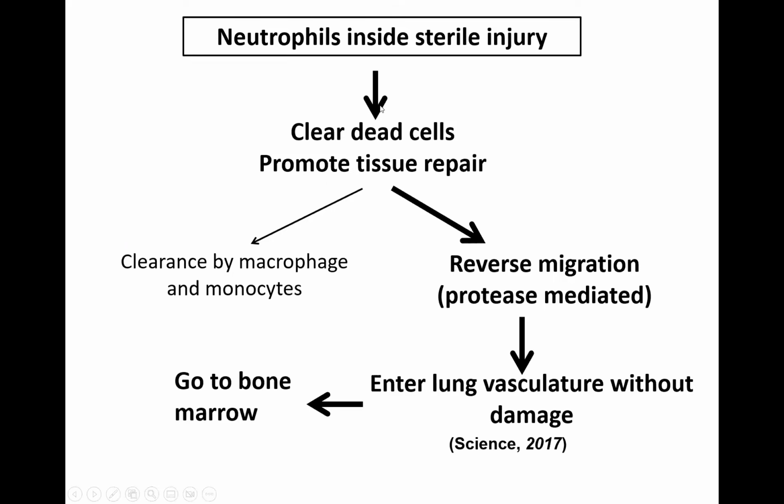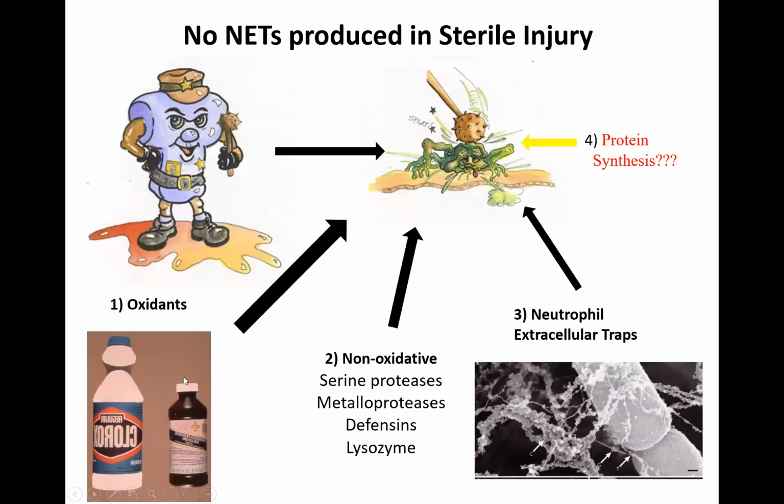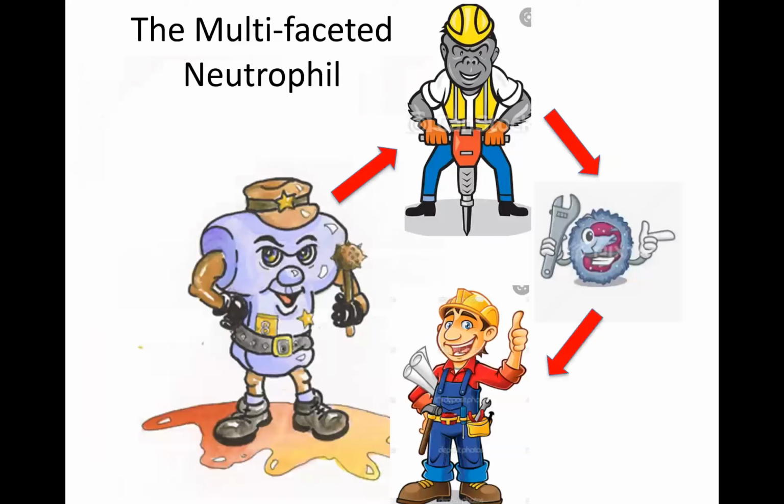In summary here, neutrophils actually go to this sterile injury. They do good things. They repair. They then reverse migrate. And then they enter the vasculature where we think there are things that happen to allow them to go back to bone marrow. We don't think they kill. There's no NET production, for example. There are proteases being used to actually leave the tissue, not to create a lot more mess. And so, you know, the neutrophil does some drilling, some effective repair, if you will. And it is actually a construction worker when it comes to sterile injury.